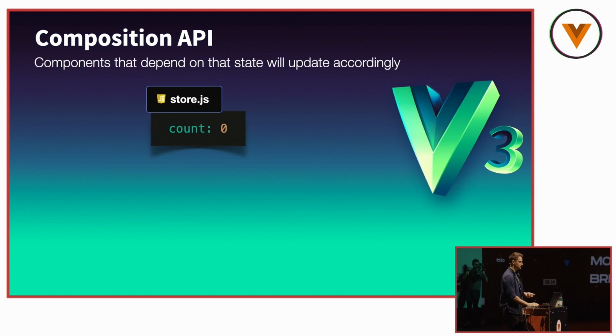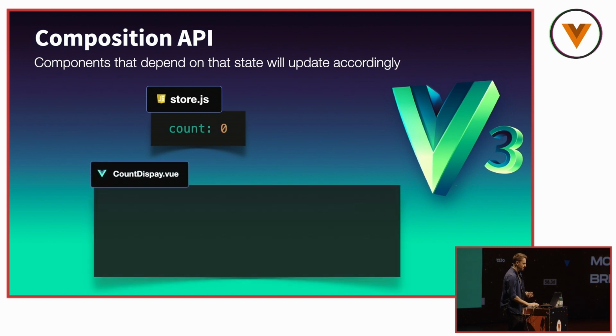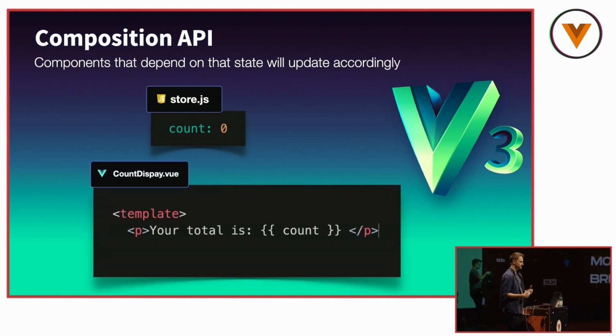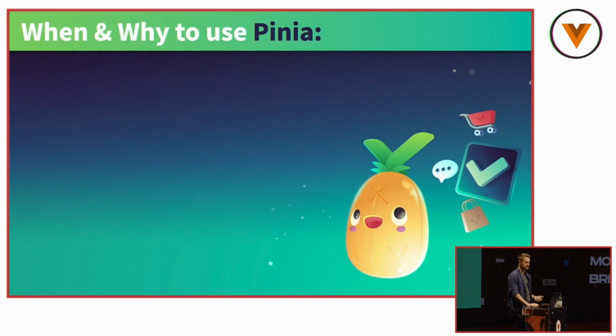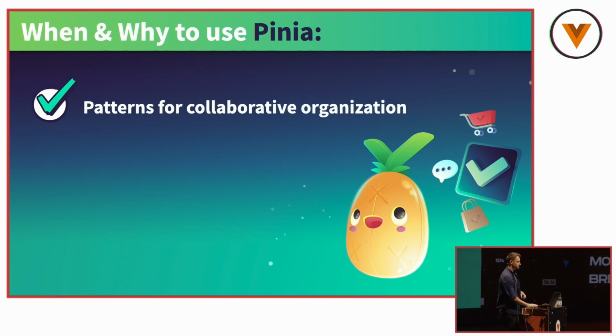And then, of course, each component that depends on that state and is maybe using it in its view would, because of the reactivity system, update automatically when those store values are changing. So again, we have a built-in reactivity system that allows us to accomplish this store behavior. So at what point, what lines would we be crossing when we would want to be using Pinia specifically? You'd want to consider Pinia if you want to introduce patterns for collaborative organization across your teams, so you have some standards and procedures to handle your state and the management thereof.